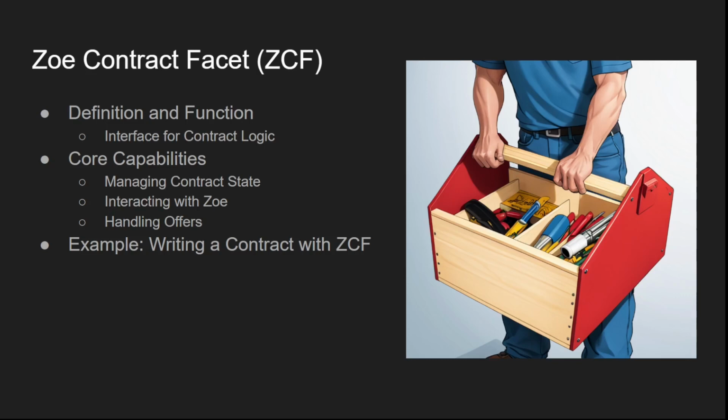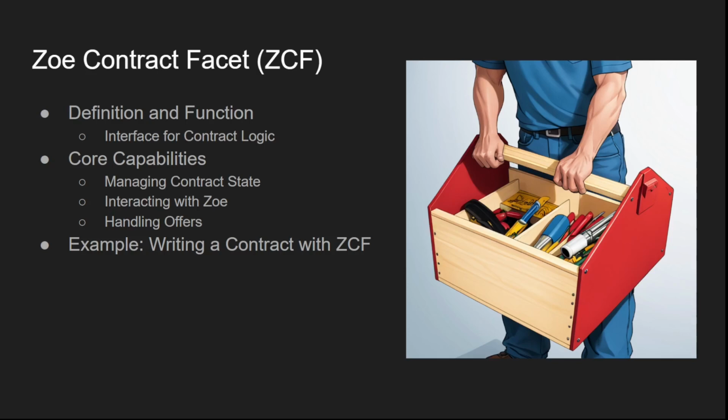ZCF allows you to define and manage the state of your contract using familiar JavaScript constructs. You can initialize state variables, update them based on interactions, and ensure they persist across contract calls. For instance, in a marketplace contract, you might use ZCF to track the list of items for sale, their prices, and the current highest bids.